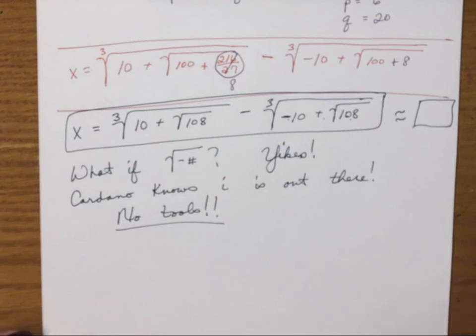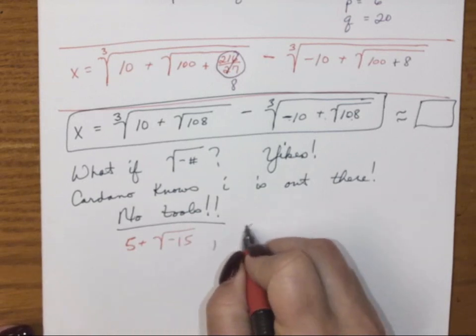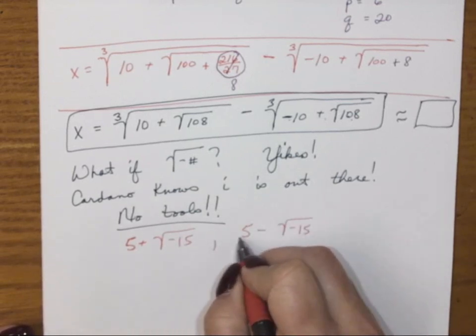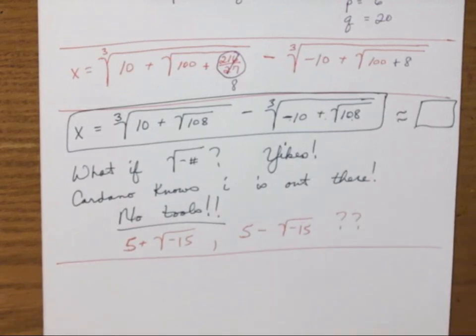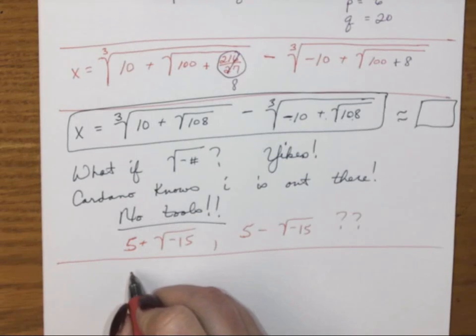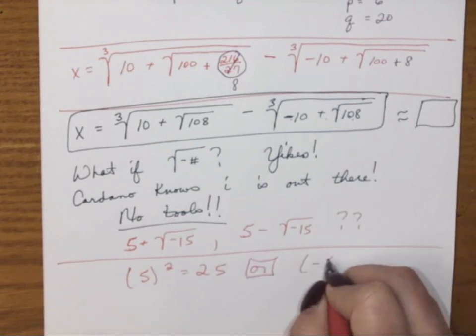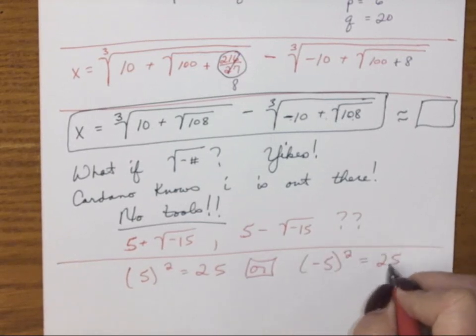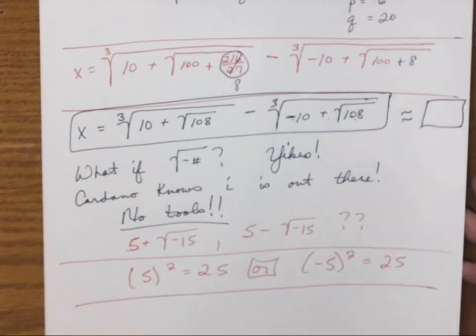So, for instance, if he got something like 5 plus the square root of negative 15, and 5 minus the square root of negative 15, what on earth shall I do with that? It's really frustrating for him because he can see his solutions are there. He knows, for instance, that if I'm working some problem and I've got 5 squared equals 25, it could also be negative 5 squared equals 25. So he knows that there are some times whenever I get a negative answer.